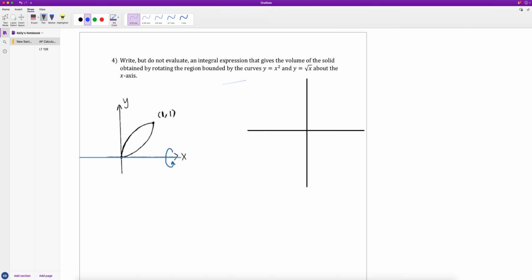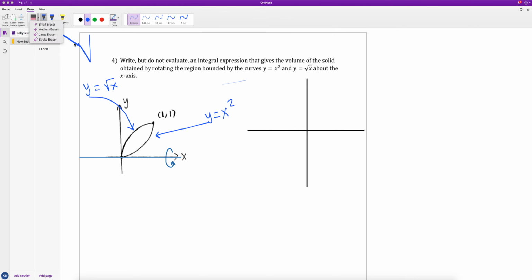So y equals x squared is the parabola. It's the curve that is actually underneath. I'm going to label this over here. That guy would be y equals x squared because it's curving up. This guy on top is actually y equals the square root of x. So the square root of x graph is our square root graph.